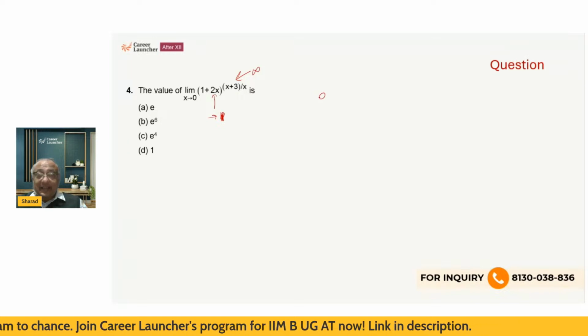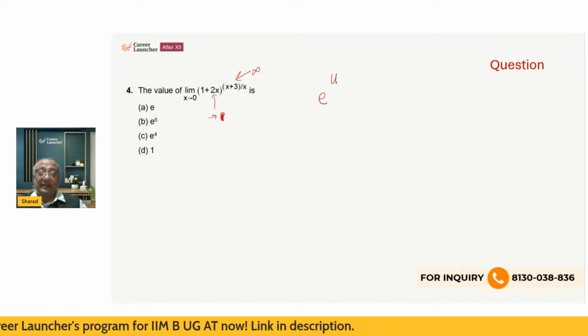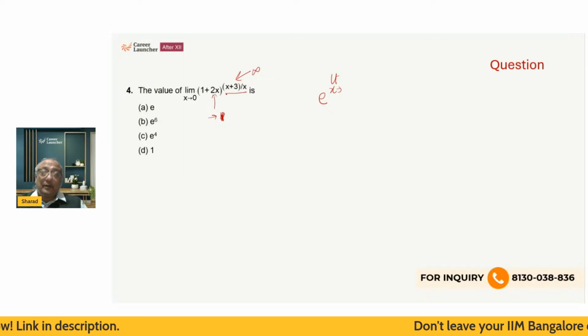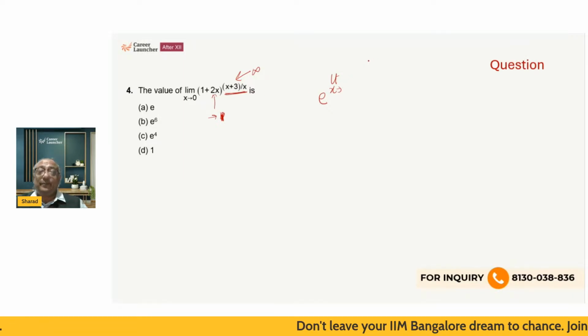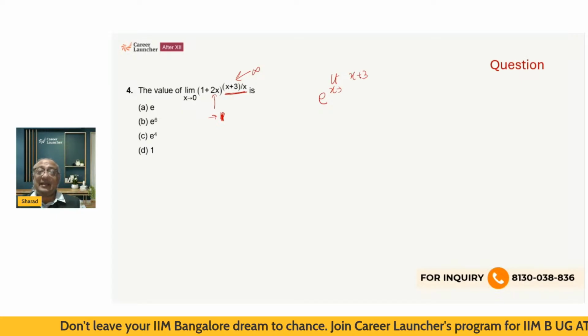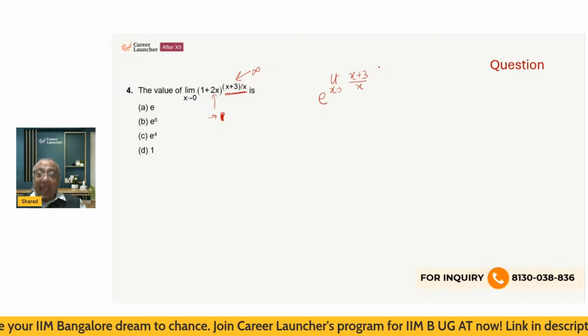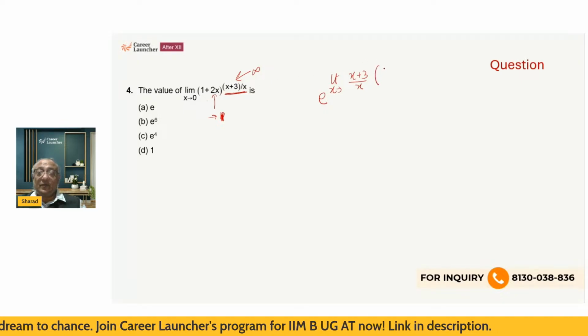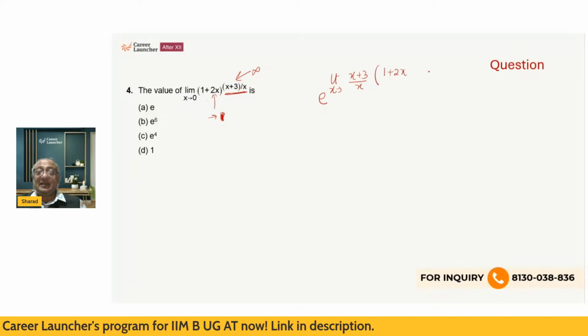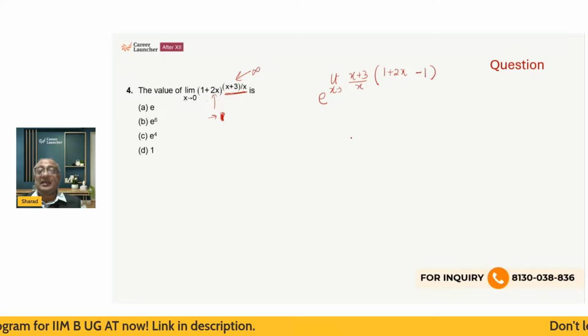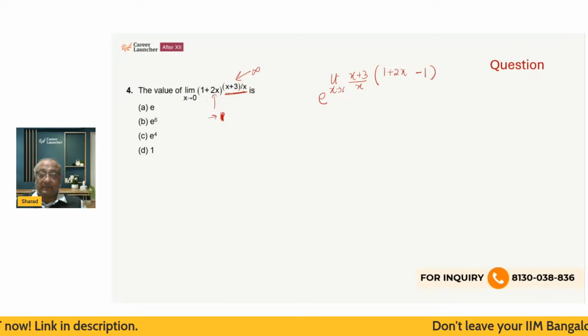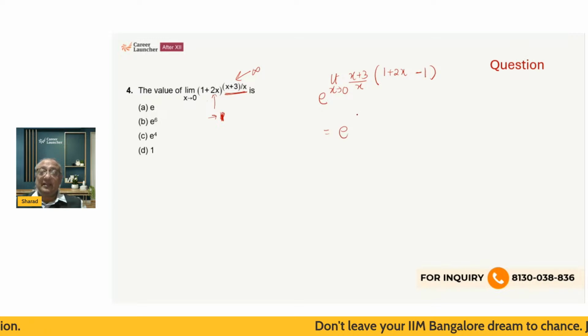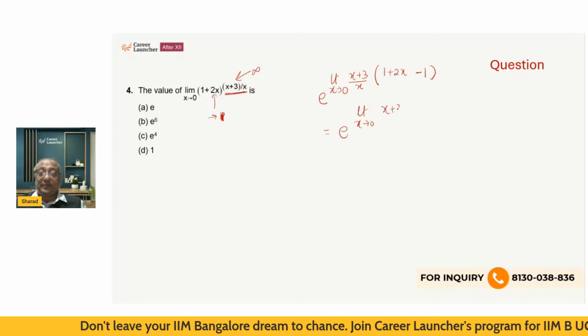We will write e raised to the power. Just see the way it is done. Same limit. Whatever is on the power, whatever is the exponent, that I will write as it is. And whatever is in the base, 1 plus 2x f(x), that I will write as f(x) minus 1. So what does this become? E raised to the power limit x tends to 0, x plus 3 upon x.